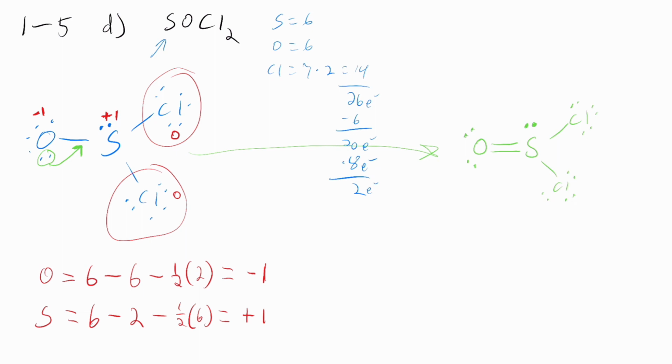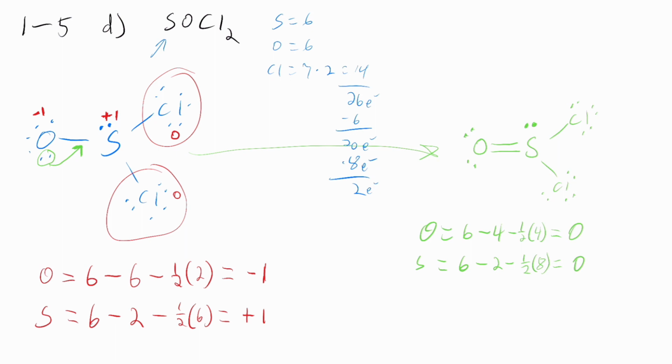Now, oxygen is equal to 6 minus the non-bonded electrons, which is 4, minus 1/2 of the bonded electrons, which is 4 in this case because of the double bond. So we wind up with a formal charge of 0. And sulfur, the same thing: 6 minus the non-bonded electrons, 2, minus 1/2 the number of bonded electrons, which is 8 in this case. So 6 minus 2 minus 4 is equal to 0. That gives us a 0 formal charge on every atom.